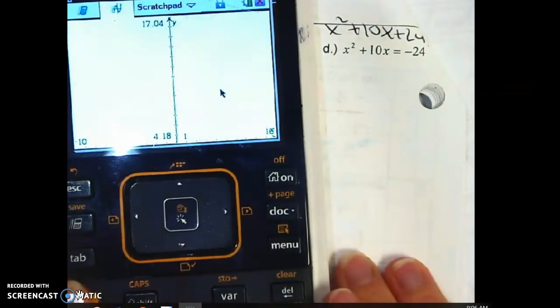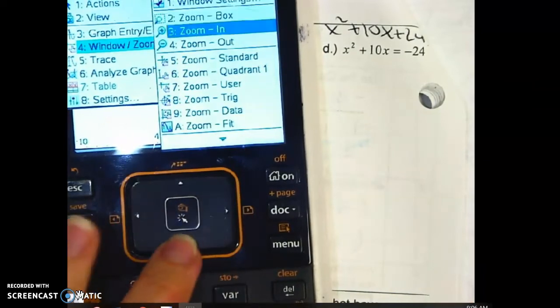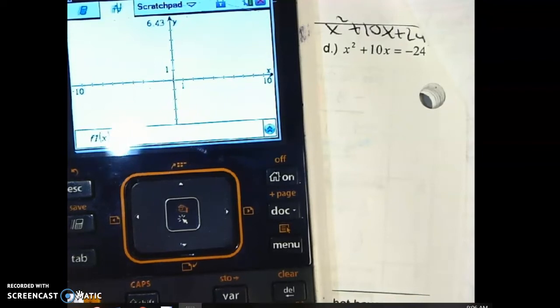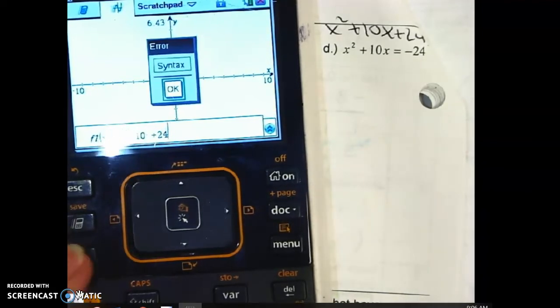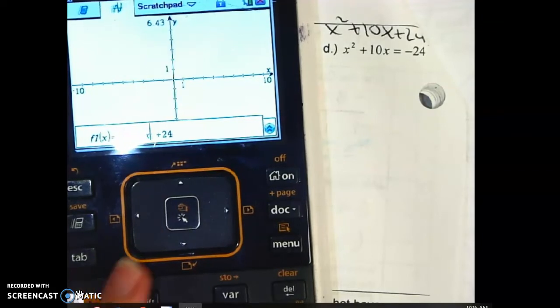Okay, let me go back to my standard space. So Menu, Windows, Zoom, Standard, and then Control G, and I go x squared plus 10x plus 24. Oops, I forgot to put the x. I'm not sure what's, oh, that's the multiplying thing in there. Okay, third time's the charm.